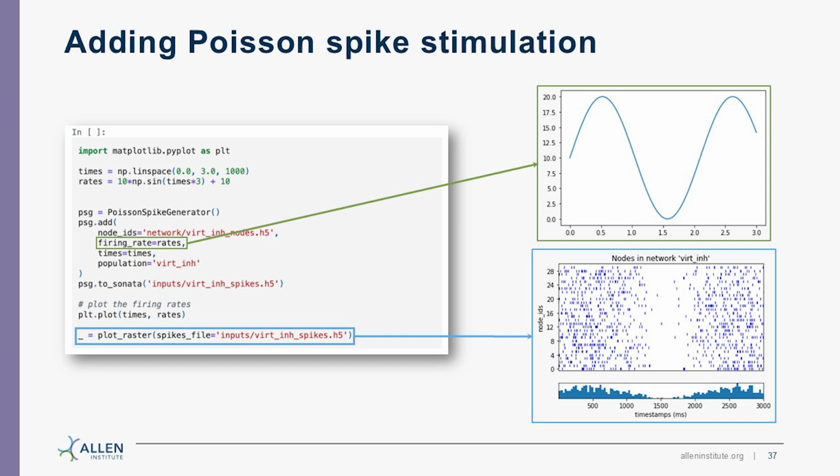And you can do this using this code and save it to Sonata format. Usually, we try to put all the external inputs into the inputs folder, but you can use whatever you want and just change the path in the configuration file. And we have built-in plot raster functions that you can use to check what you're doing as you go on.